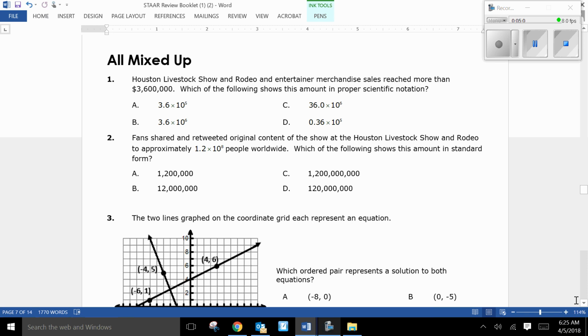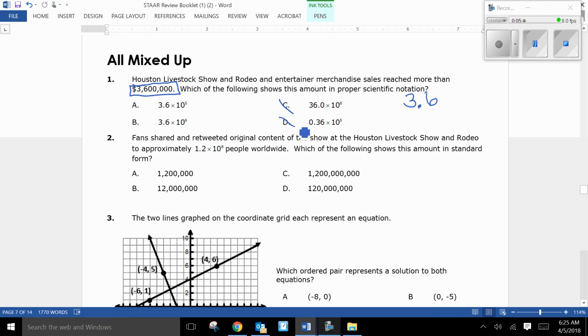Okay, in our all mixed up section, Houston Livestock Show and Rodeo and Entertainer merchandise sales reached more than 3,600,000. Which of the following shows this amount in proper scientific notation? So when we look at scientific notation, I want to find my first two whole numbers and I want to place my decimal between those so that my number is greater than 1 but less than 10. So I have 3.6. That number is greater than 1 and less than 10. So I'm going to get rid of C and D.